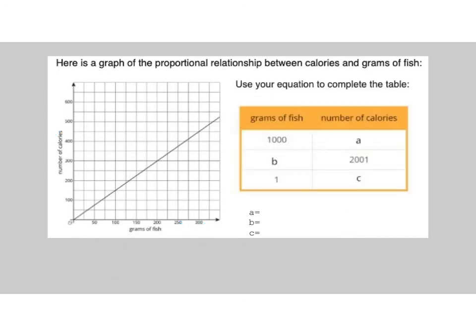Okay, same graph, same bit of data. Take what you got from the equation and see if we can fill in this graph. We kind of already did that on the previous slide there. Let's solve for A, B, and C. What's the x value going to be when there's 2001 for y? What is the y value going to be when there's 1,000 for x? Okay, plug those in.